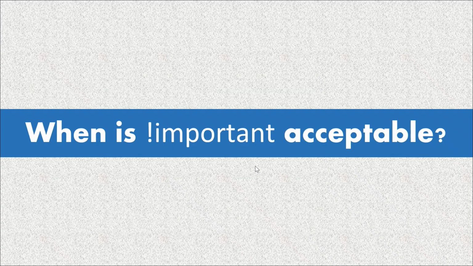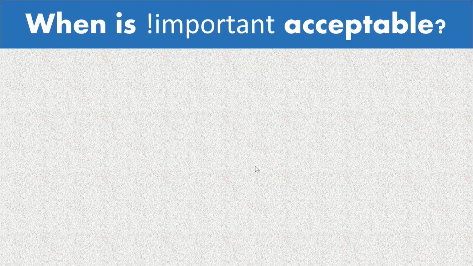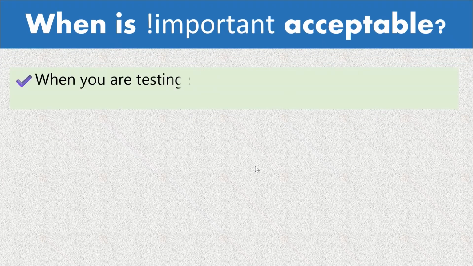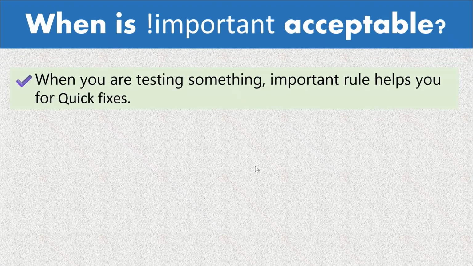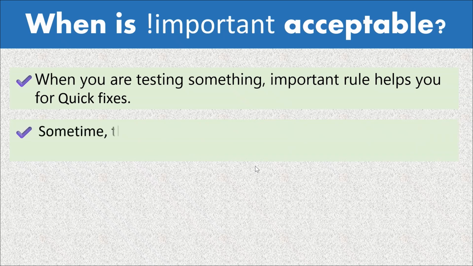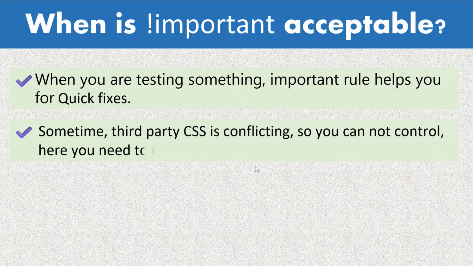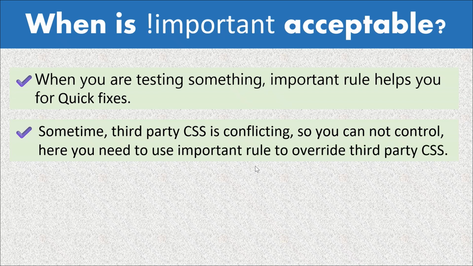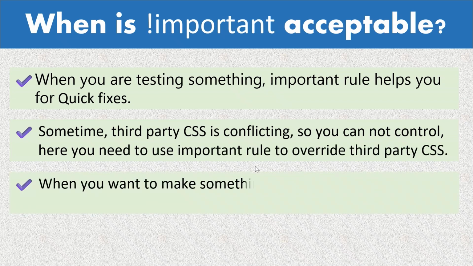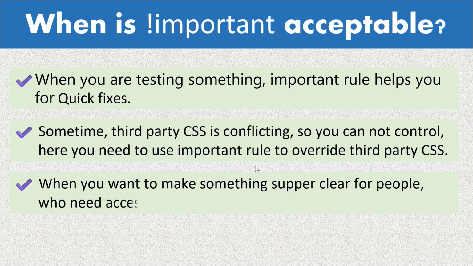Let me say, !important is not always bad. It can help you in some places. When you are testing something, the !important rule helps you for quick fixes. Sometimes, third-party CSS is conflicting, so you cannot control it. Here, you need to use the !important rule to override third-party CSS. Also when you want to make something super clear for people who need accessibility.